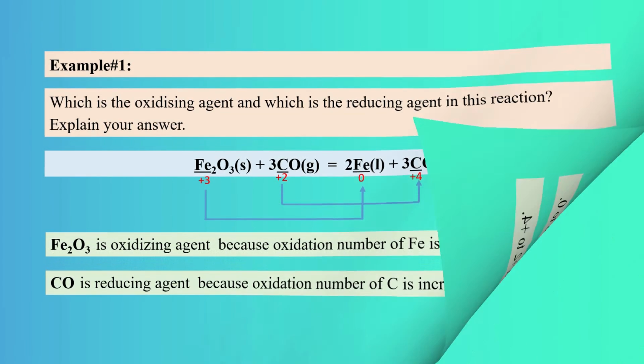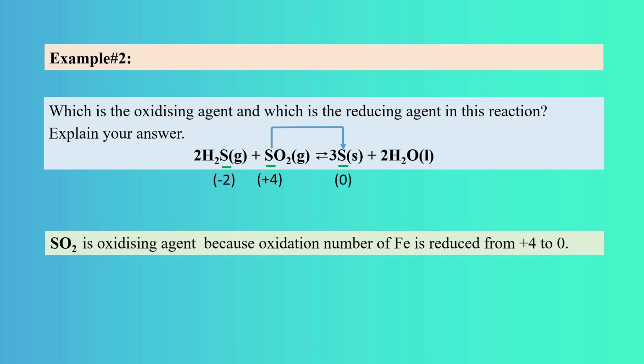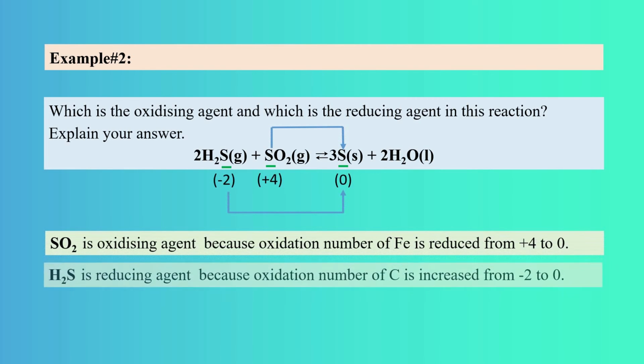Another example: H2S plus SO2 gives sulfur plus water. In this case, we have to find the oxidizing agent and reducing agent. First, we have to calculate the oxidation number of sulfur, not hydrogen or oxygen. So -2, +4 and 0. In this reaction, sulfur dioxide is the oxidizing agent because oxidation number decreases. In a similar way, H2S is the reducing agent, oxidation number increases from -2 to 0.